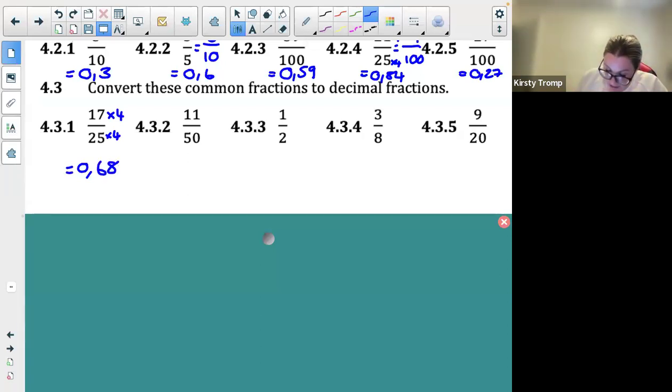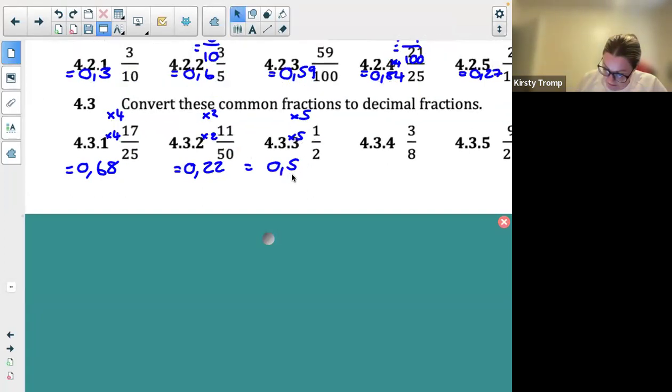For 4.3.2, what am I doing? I'm going to times the top by 2. Whatever I do to the bottom, I must do to the top. So I'm going to get 0.22. For 4.3.3, what am I going to do? I'm going to times the bottom by 5 to get to 10. And whatever I do to the bottom, I must do to the top. So I'm going to get 0.5.